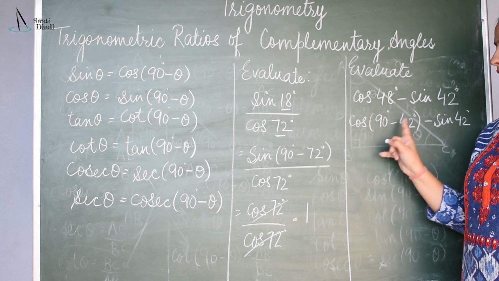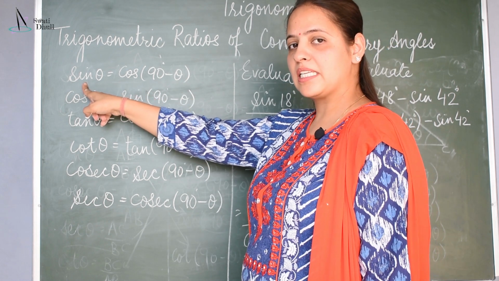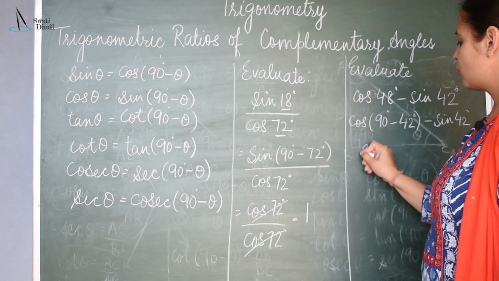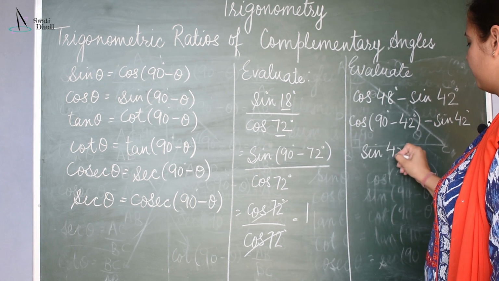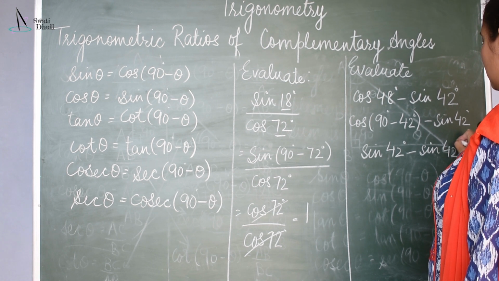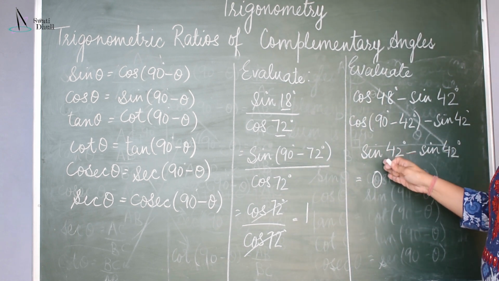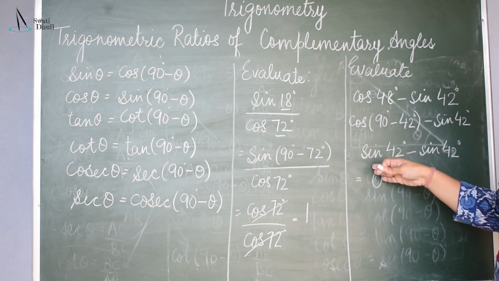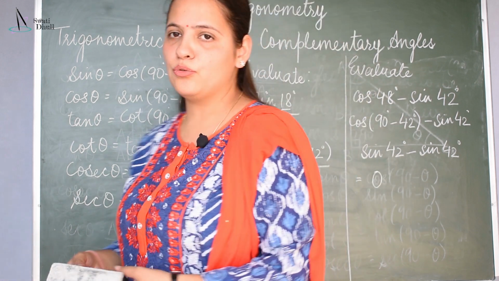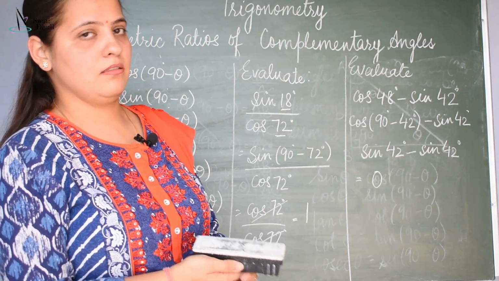So cos 90 minus theta becomes sine theta. In place of theta I have 42. So sine 42 degree minus sine 42 degree is equal to 0. Because the same value is subtracted from the same value, we'll get the answer as 0. So this is how we can use the trigonometric ratios of complementary angles.